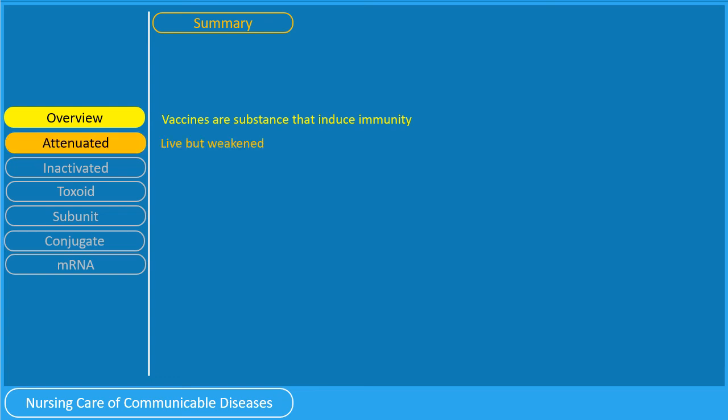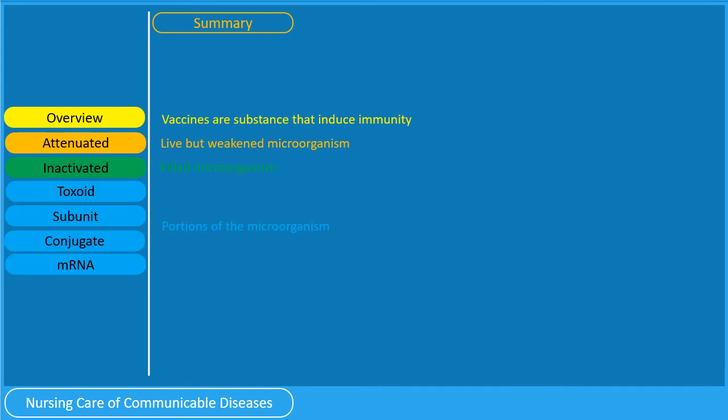So that's it. Let us summarize. Vaccines are substances that induce immunity. Attenuated vaccines are live but weakened. Inactivated vaccines are composed of killed microorganisms, while toxoid, subunit, conjugate, and mRNA vaccines contain only portions of the microorganism. Pause this video, gather your thoughts, and when you are ready, let us have a practice test.